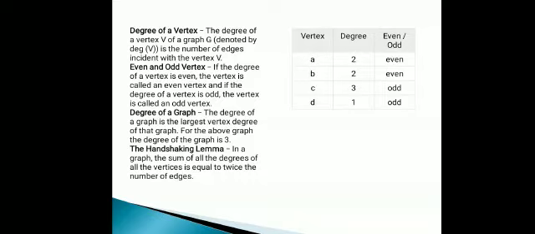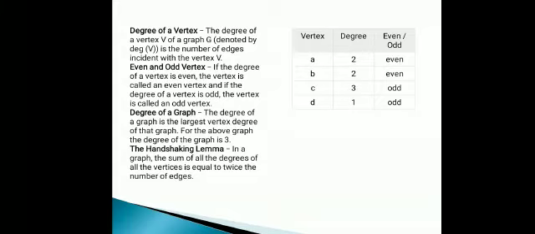In this example, we can see that the vertex A has degree 2. We can say that it is an even degree vertex. The vertex B has degree 2. We can also see that it is an even vertex. The degree of C is 3. It is an odd vertex. The degree of D is 1. It is also an odd vertex. Now, how to calculate the degree of a graph? The degree of a graph is the largest vertex degree of that graph. For the above graph, the degree of the graph is 3 because the vertex C has degree 3, which is the largest degree in this graph.